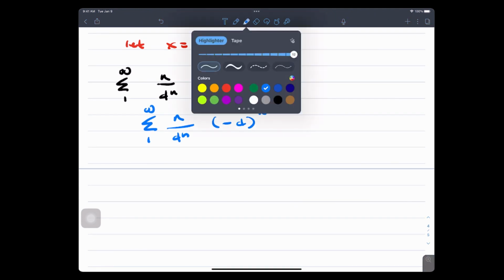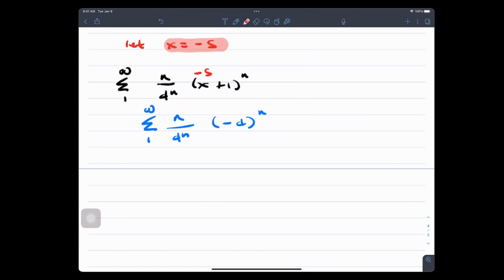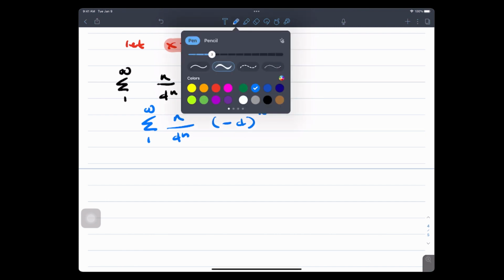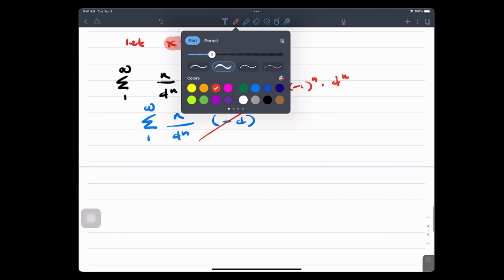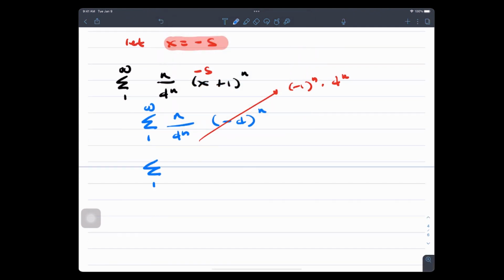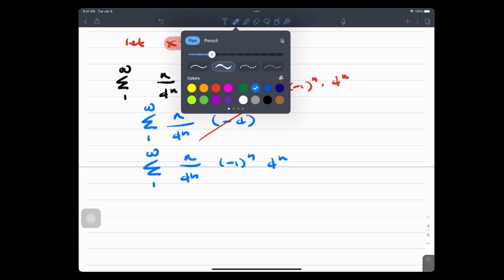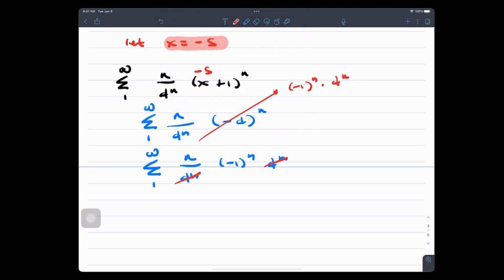So at this point, you say, well, what happens here? Double check. All right. So what does this mean here? By properties here, I'm going to use red. -1 to the n, 4 to the n. Okay? What happens now? Gone.